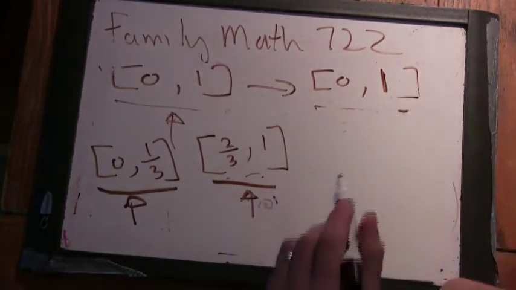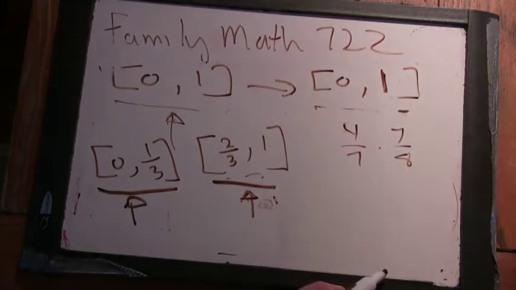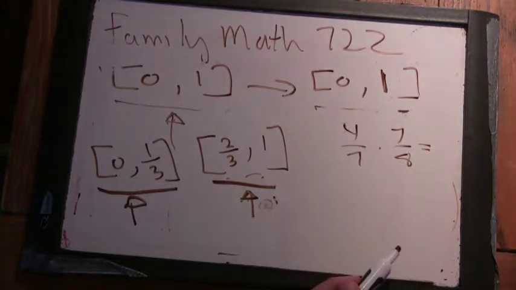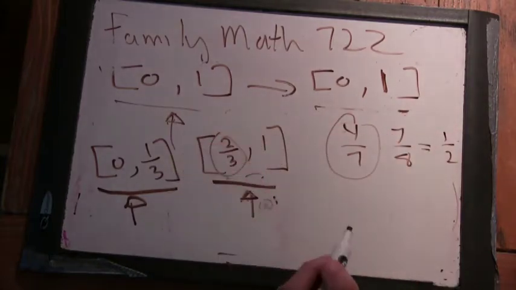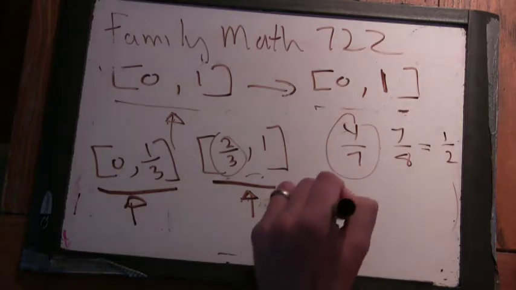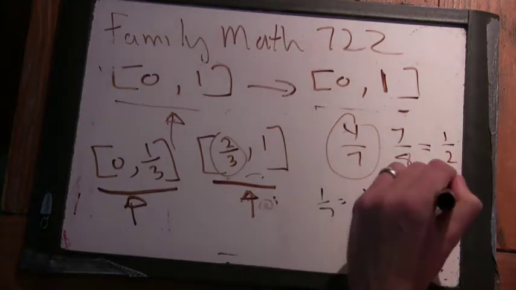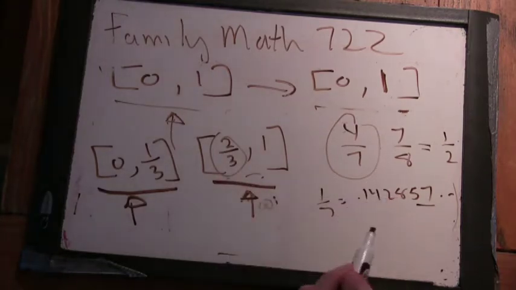How about something like 4/7 times 7/8? That is indeed a half. So the question is, is 4/7 bigger than 2/3? I may not have picked one that was good enough. Do you know what 4/7 is? 1/7 is 0.142857, so 4/7 would start with a 5: 0.571428. It's smaller than 2/3, and so that doesn't quite work.